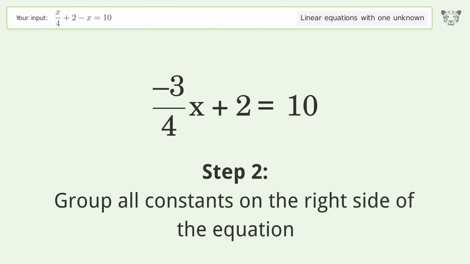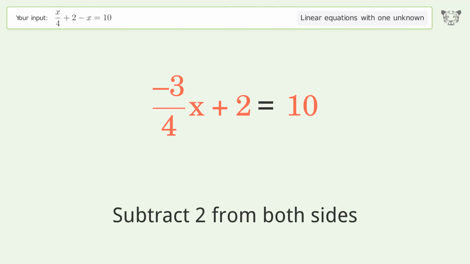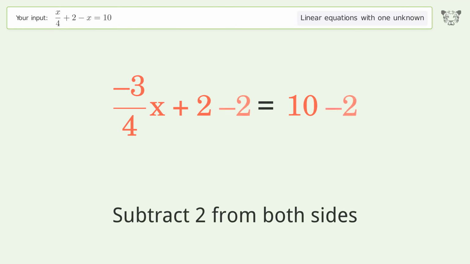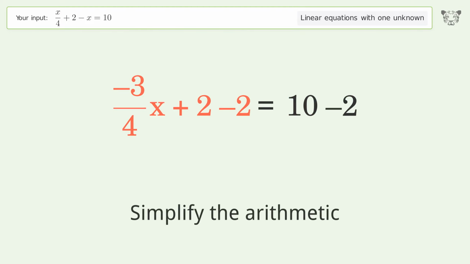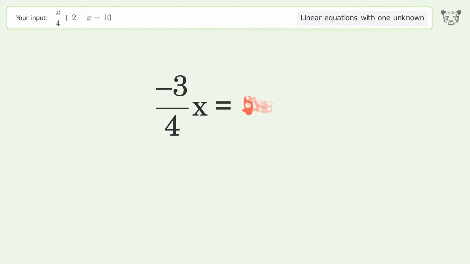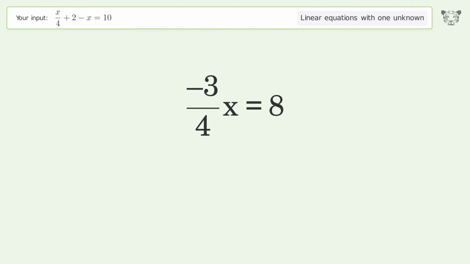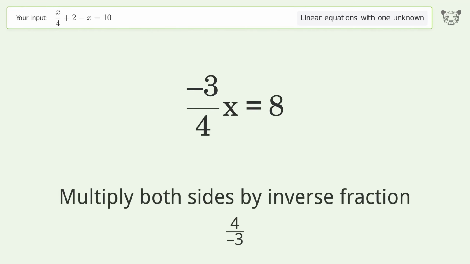Group all constants on the right side of the equation. Subtract 2 from both sides. Simplify the arithmetic. Isolate the x. Multiply both sides by inverse fraction 4/3.